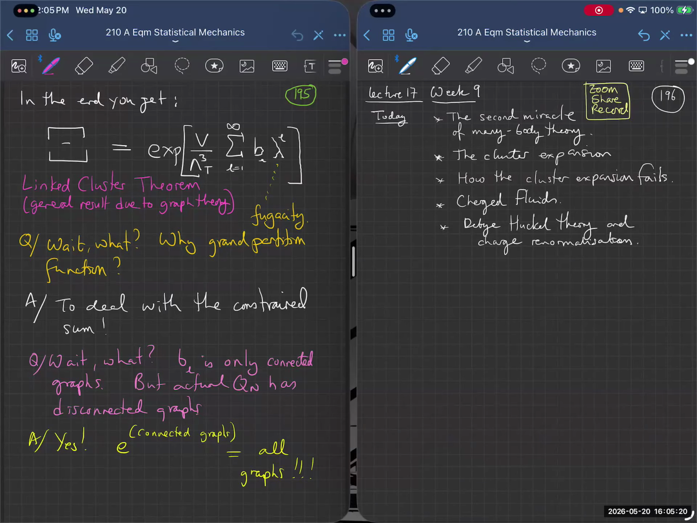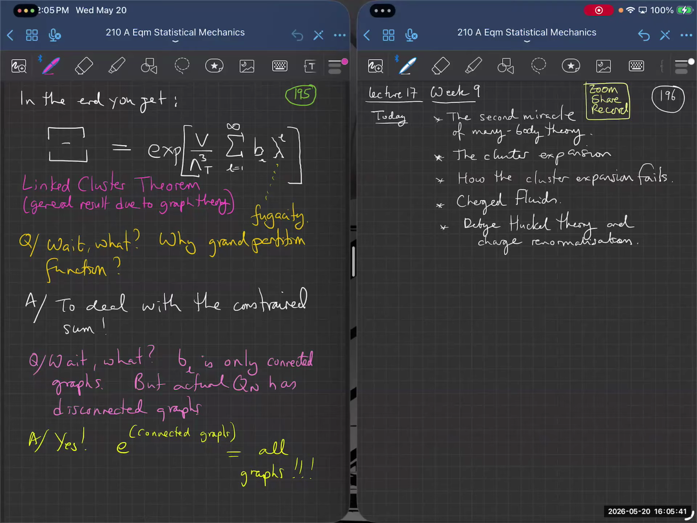The basic rule is that if I want to sum all the graphs, all I have to do is compute the connected graphs, because e to the connected graphs equals all the graphs. And you can prove that just from graph theory, and that's separate from knowing how to evaluate the integrals. It's just a consequence of the way graph theory works. So that's the first miracle.